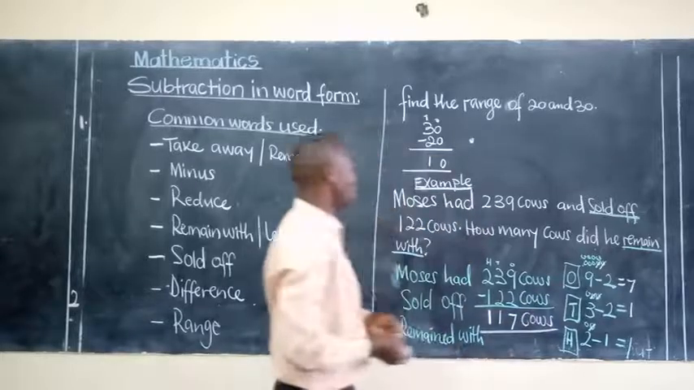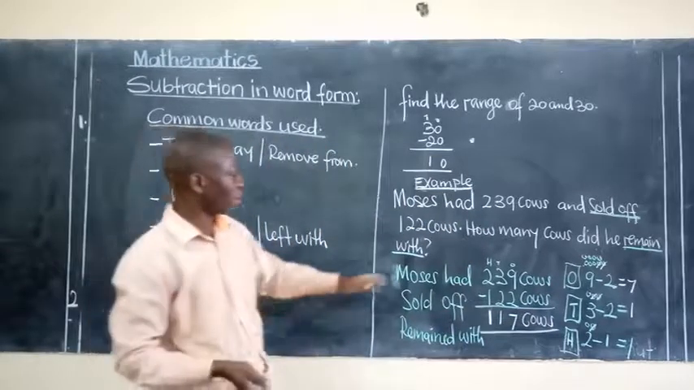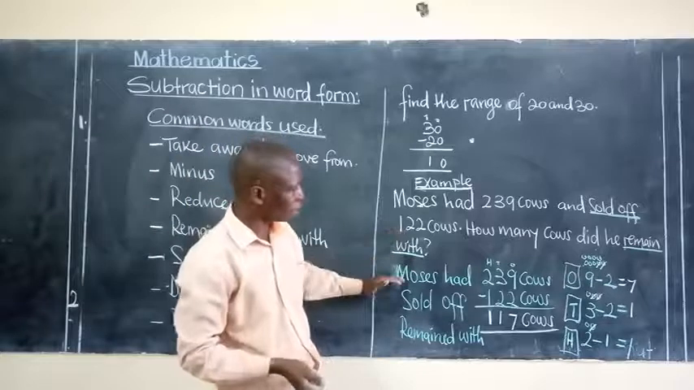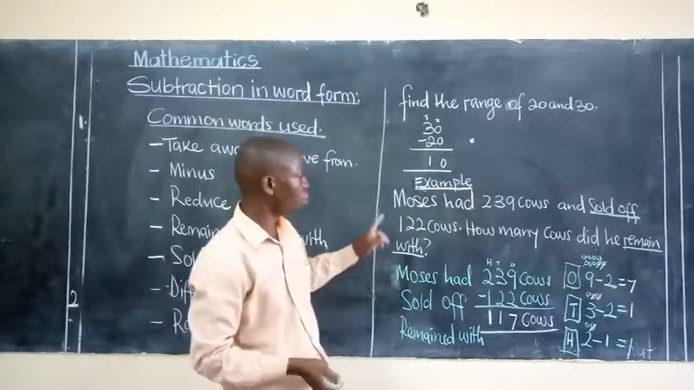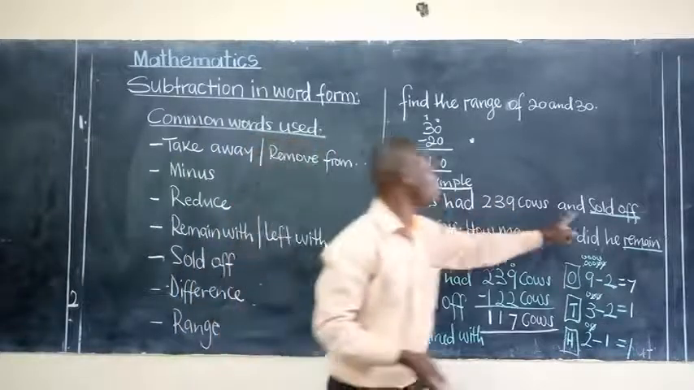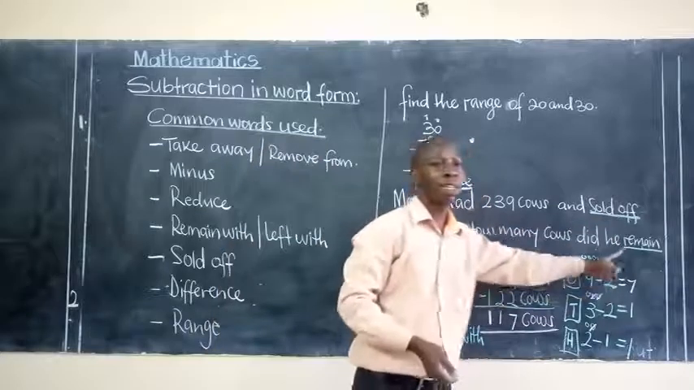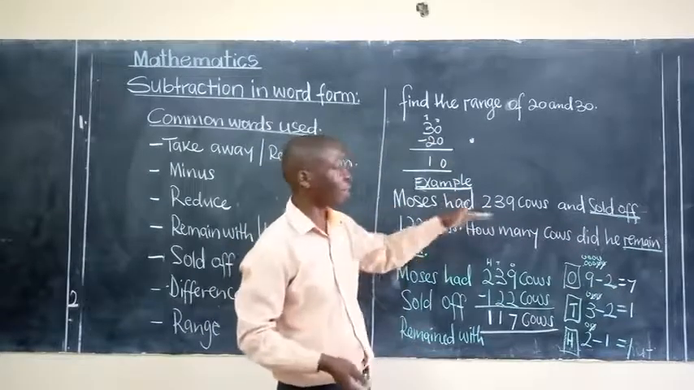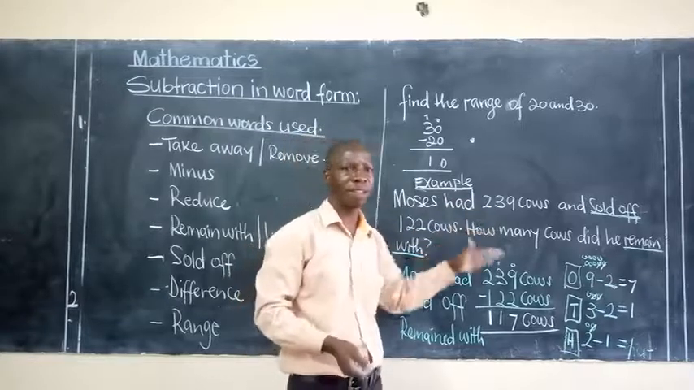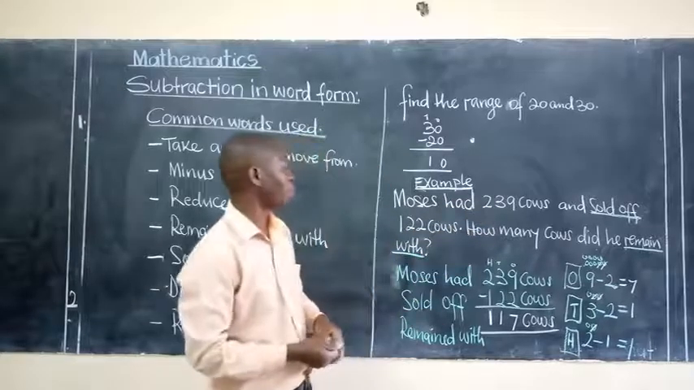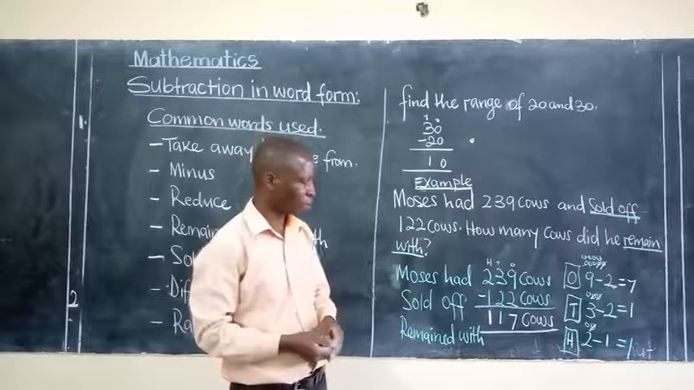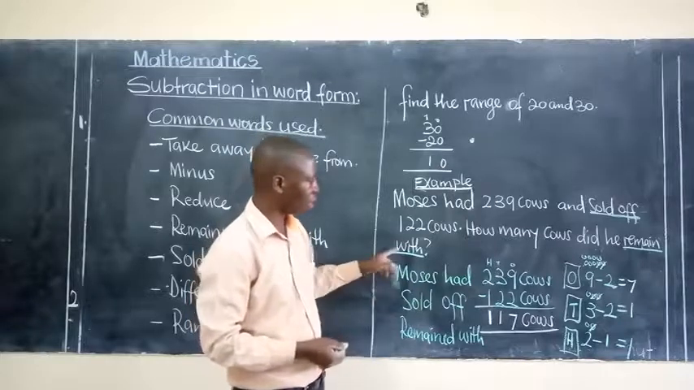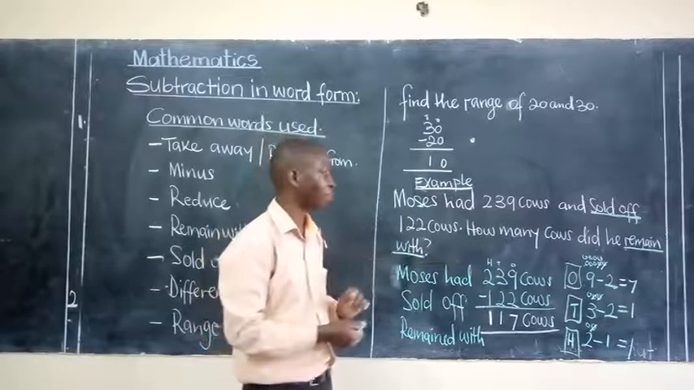And these are cows. So that is it. We are subtracting because of these two words, sold off and remain with. So these ones are the guiding words. We have to follow them as we are trying to subtract. These are the guiding words that you have to underline.